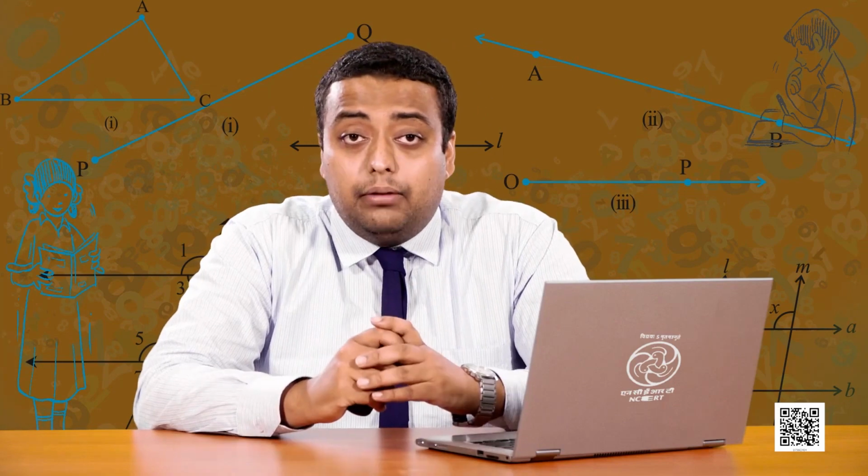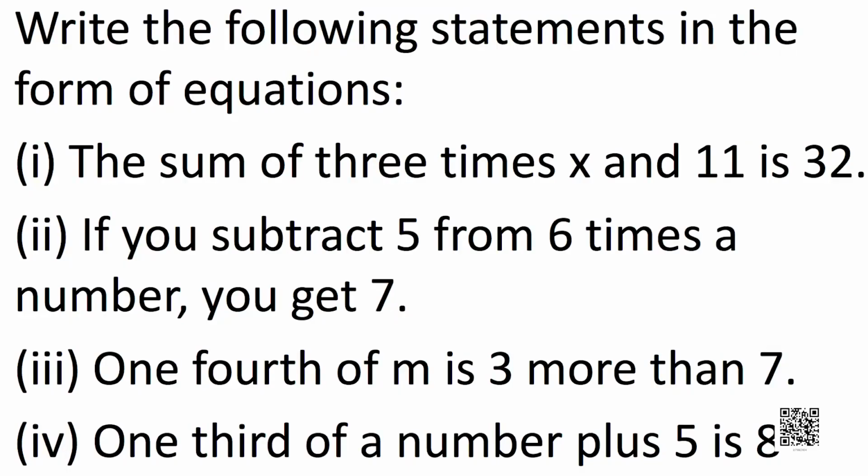Now let us go on to example number 1. Now we will do the first example. Write the following statements in the form of equations. The first statement is: the sum of 3 times x and 11 is 32. The second statement is: if you subtract 5 from 6 times a number, you get 7. The third statement is: 1/4 of m is 3 more than 7. The fourth statement is: 1/3 of a number plus 5 is 8.